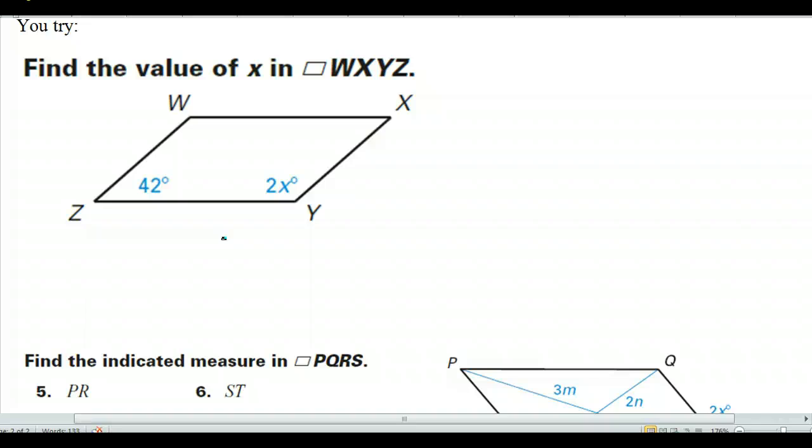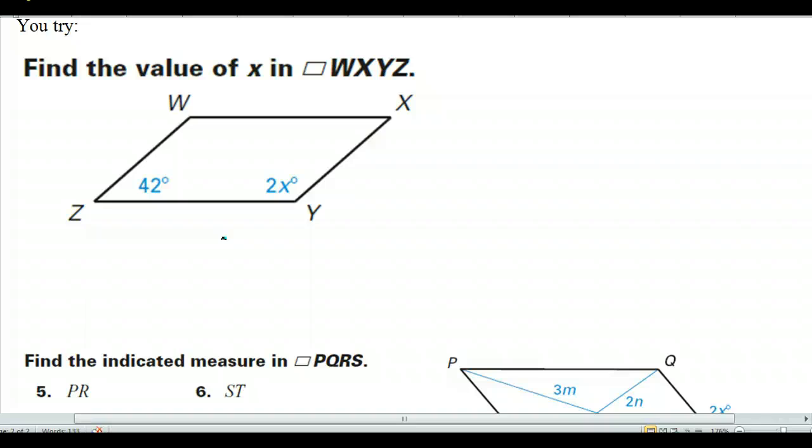Sometimes it's right, but sometimes it's wrong. So don't just set stuff equal to each other without thinking. If you set 42 equal to 2x, you messed up on this problem. Okay? Do not set these equal to each other. Now think about it.